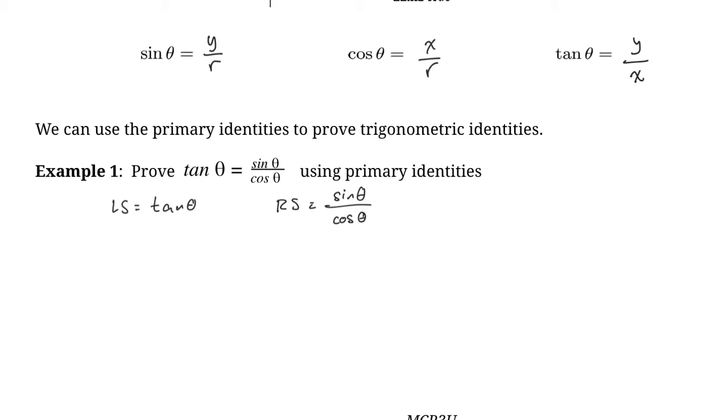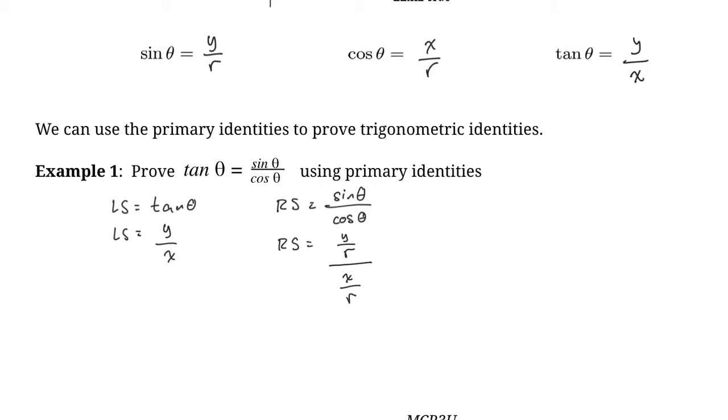From our primary identities, we know that tan theta is equal to y over x. So on the left side, we can replace tan theta with y over x. And then on our right side, we know that sine theta is equal to y over r. So we can replace this sine theta with y over r. And we also know that cosine theta is equal to x over r. So we can replace this cos theta with x over r.